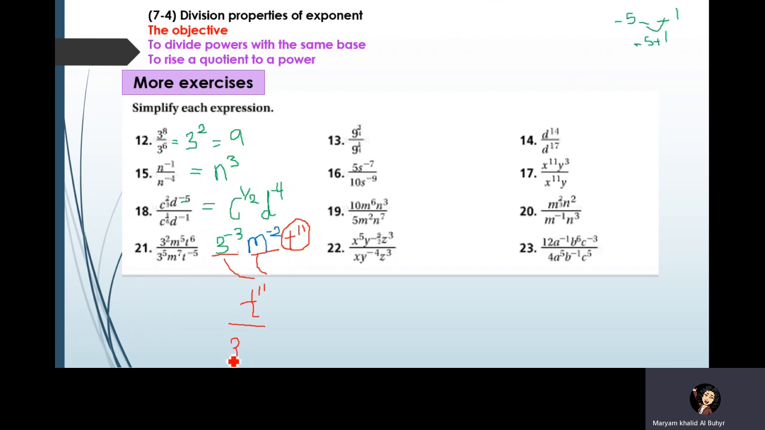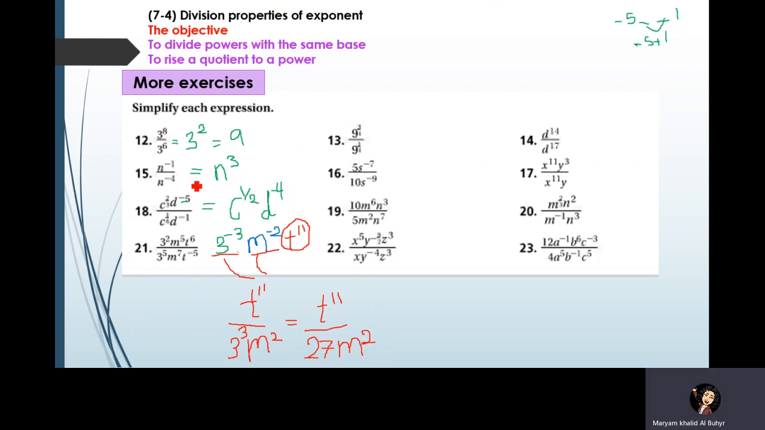3 to the power 3, M to the power 2. You know what 3 to the power 3 is. Since you know it, T to the power 11, just do your calculation for this one. 3 times 3, it is 9. 9 times 3, it is 27. So that is over 27 M to the power 2.